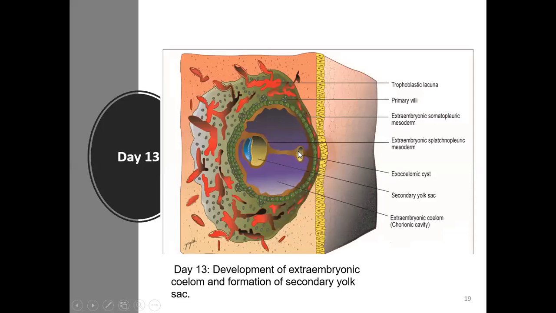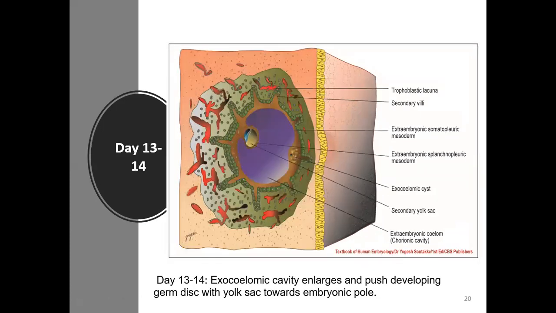So again, here this is the exocoelomic cyst. Sometimes a cyst remains and it is not fused. It is being pinched off from the yolk sac, but it is not totally incorporated into the chorionic cavity. So it might divide the chorionic cavity into two. So that is the exocoelomic cyst.